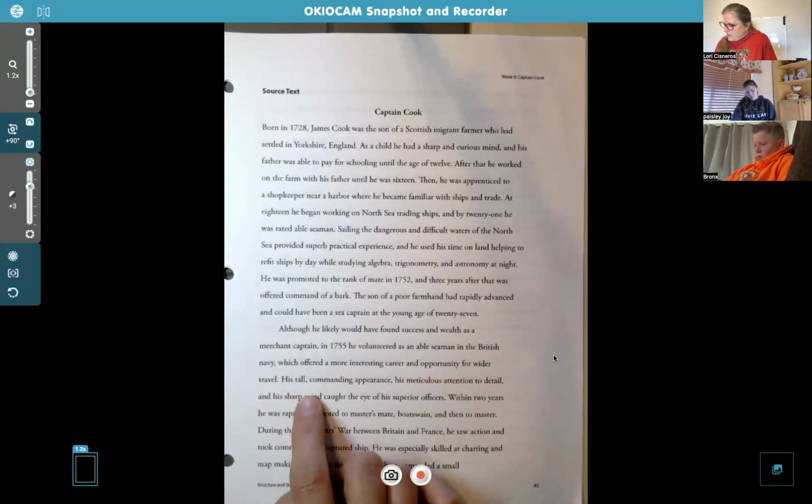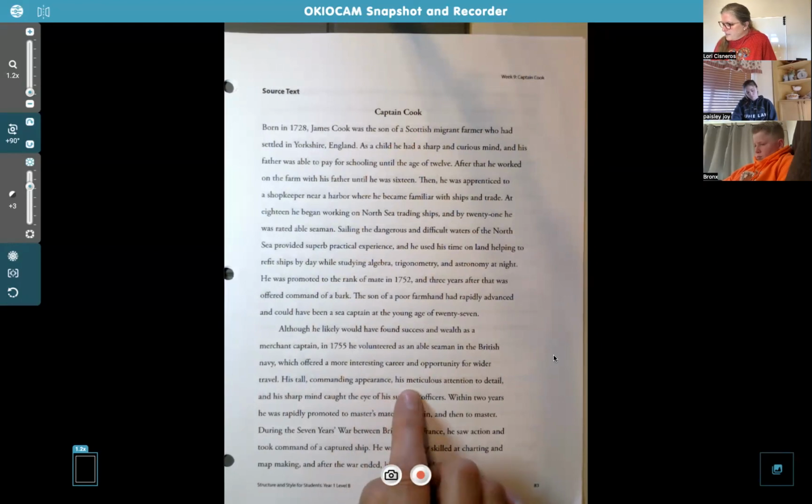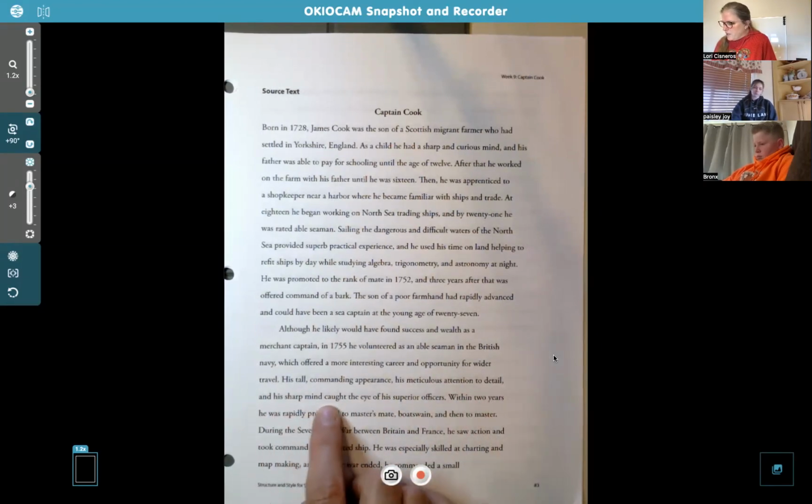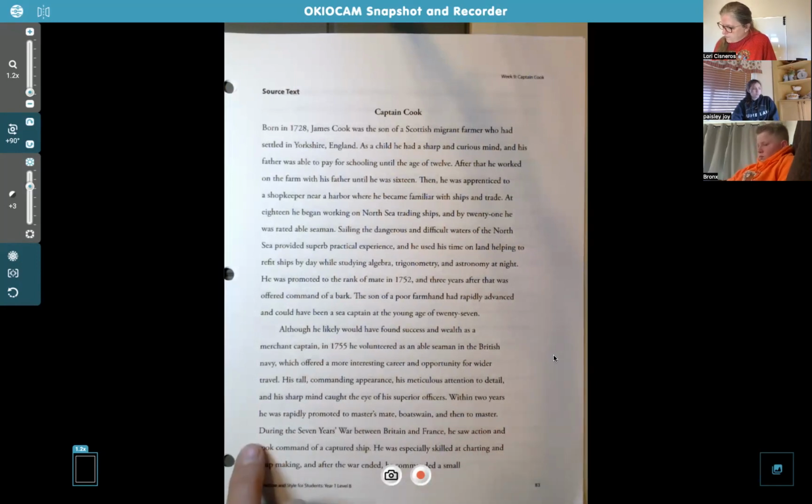His tall, commanding appearance, his meticulous attention to detail, and his sharp mind caught the eye of his superior officers. Within 2 years, he was rapidly promoted to master's mate, boatswain, and then to master. During the 7 Years' War between Britain and France, he saw action and took command of a captured ship.